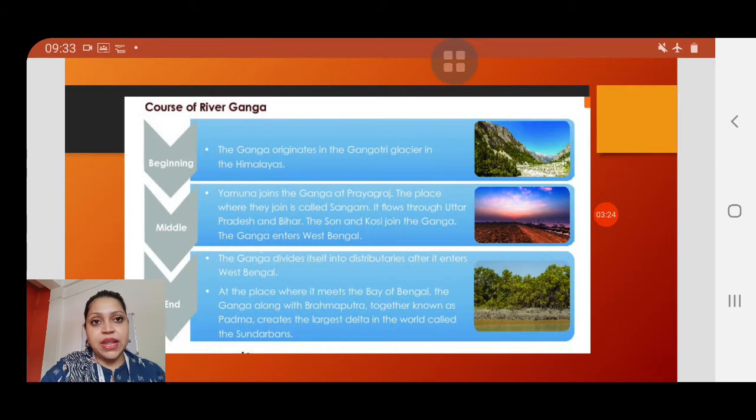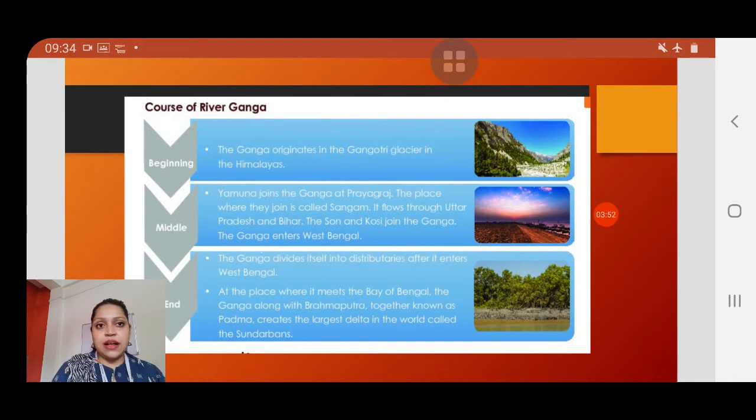Number 1 is the beginning. The Ganga originates in the Gangotri Glacier in the Himalayas. On the right hand side, children, there is a picture of the Gangotri Glacier. Before also, when I explained in the lesson on rivers, I showed you the Gangotri Glacier. Here also you can see it on the right hand side, and from this glacier the river Ganga has originated.